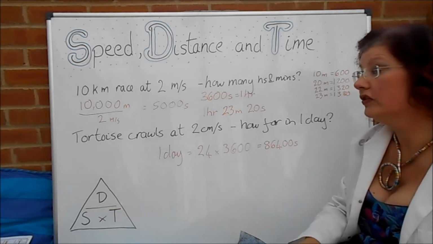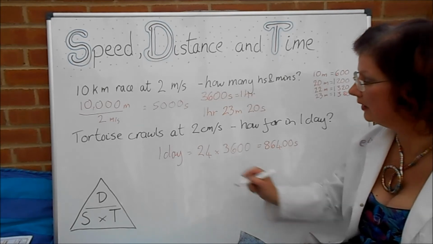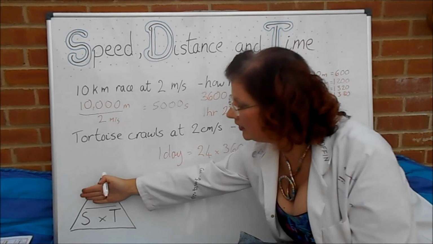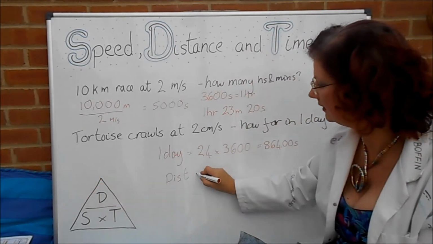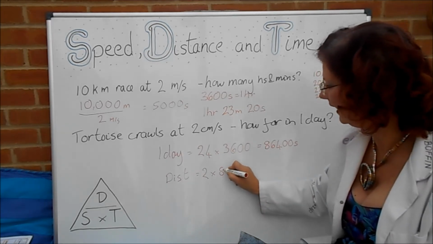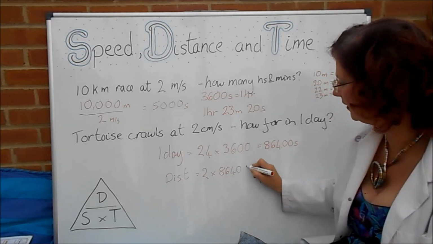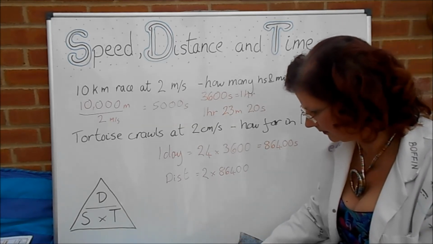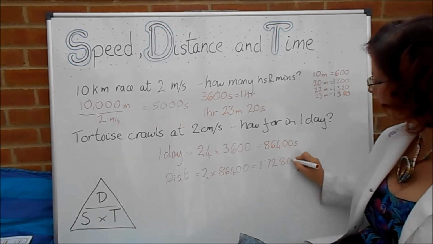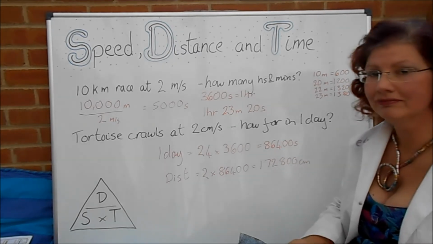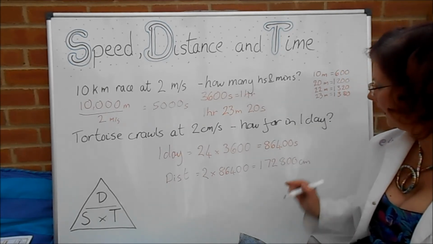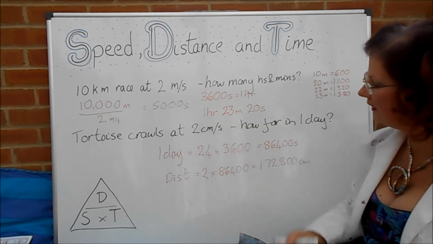Right, we know our tortoise goes at 2 centimetres per second. So the distance he goes, distance is speed times time. His speed is 2 multiplied by the time, 86,400, which is 172,800. That's centimetres, which is not a lot of use really. So let's convert that into something a bit more useful. That's our answer in centimetres because our speed was given in centimetres.